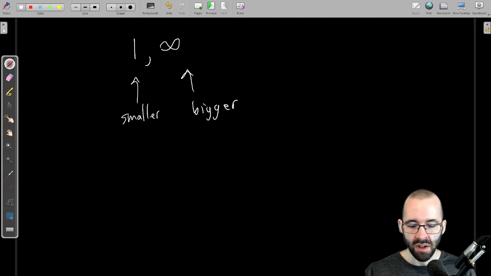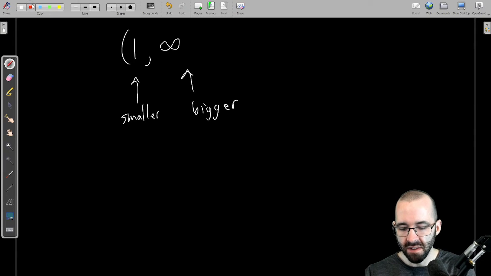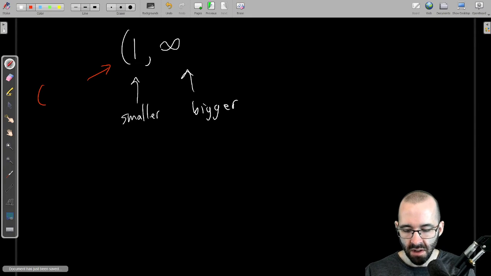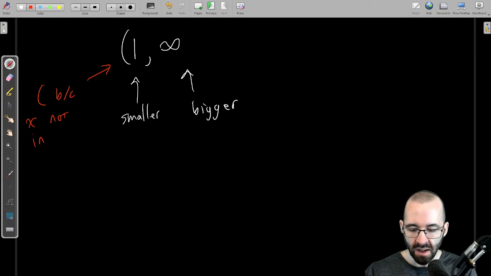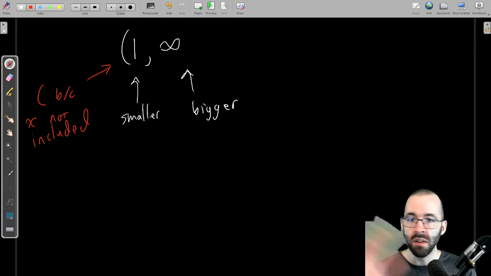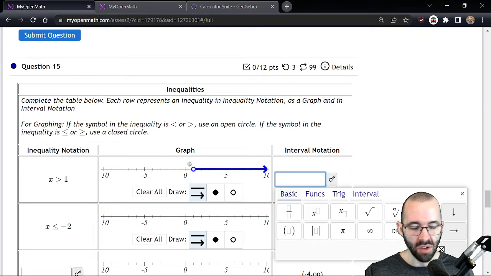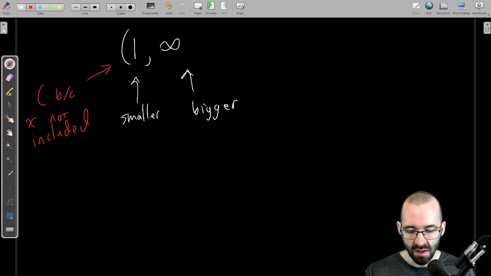X is not included here, so we use a parenthesis. Parenthesis because X is not included. It's not bigger than or equal to. 1 is not part of the graph. Open circle, 1's not part of it.